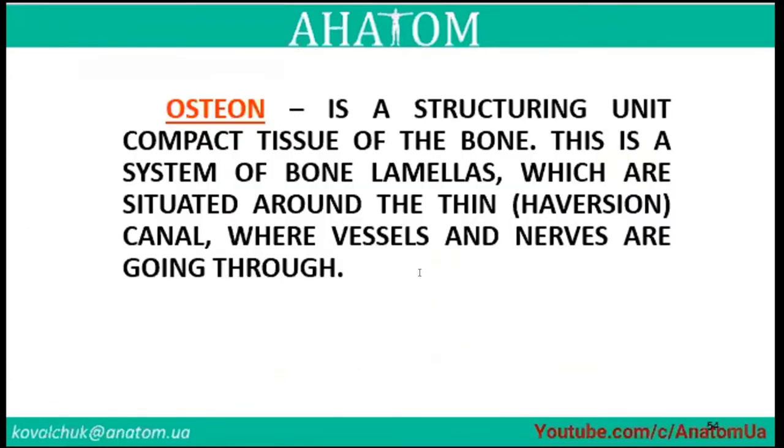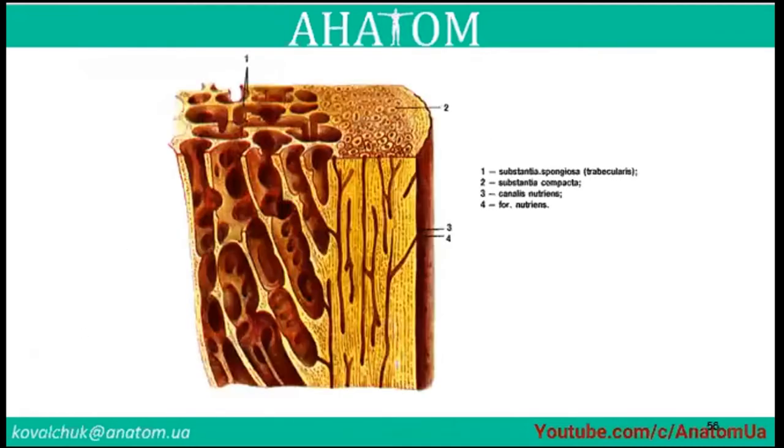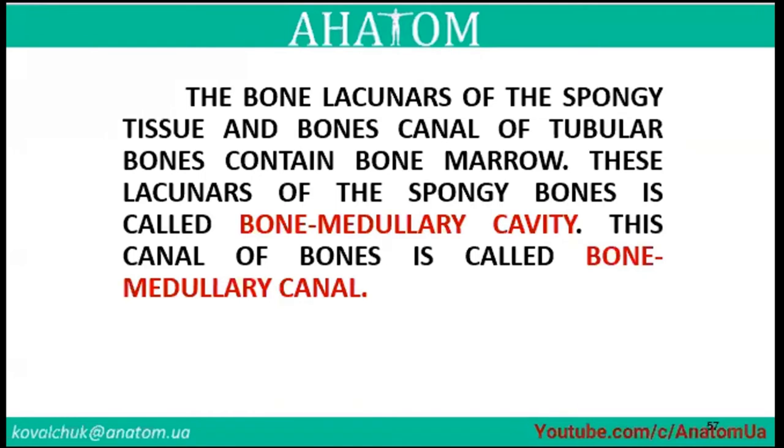Osteon is a structural unit of the compact tissue of the bone. This is a system of bone lamellae, which are situated around the Haversian canal, and a group of osteons forms the trabecula. Trabecula is a special structure in bones and compact location. This structure is very important for the strength of this organ.